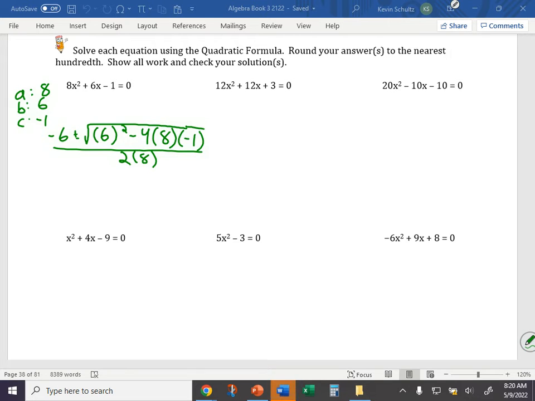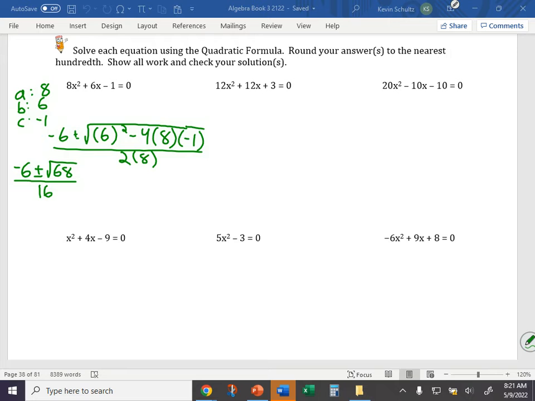First things first, the discriminant. Inside the root, what do we get? 68. Is this one going to work out pretty? No, it is not. Okay? So negative 6 plus or minus the root of 68, all divided by, we can do our denominator as well here, 16. If you are not getting 68, please raise your hand and we can talk about it.